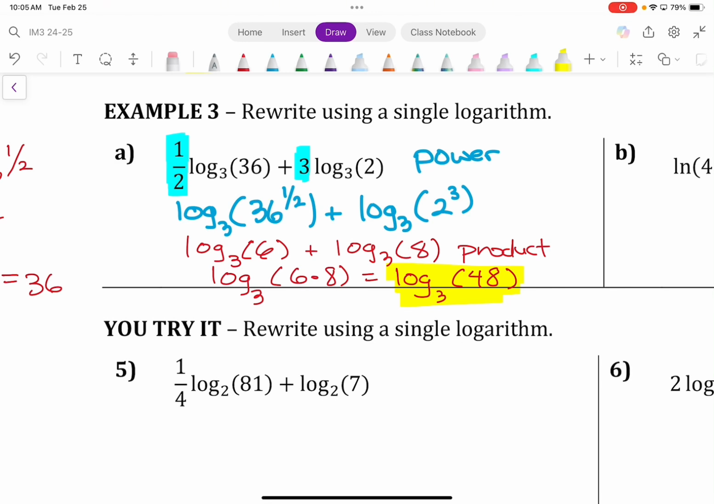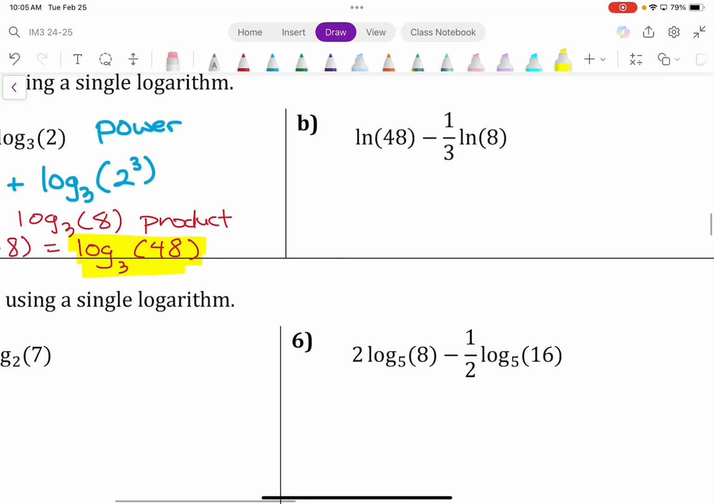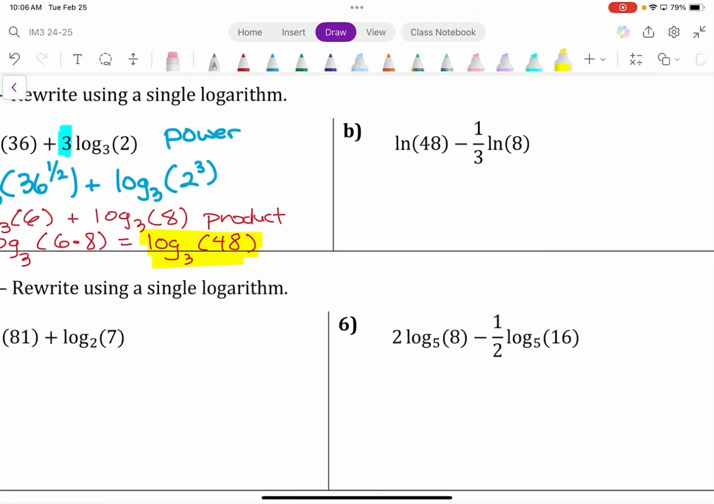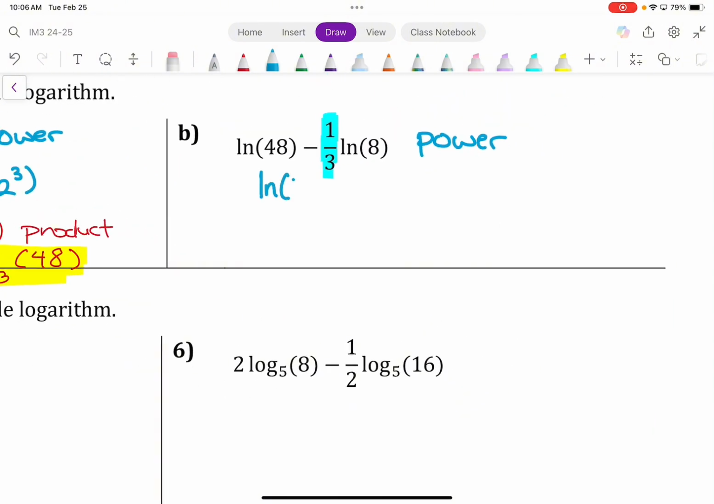Okay, let me do one more example and then we are going to be done for today. All right, ln 48 minus 1/3 ln of 8. So because we have a coefficient of 1/3, that is going to be the power rule. And so we're going to rewrite it as follows. ln of 48 minus ln of 8 to the 1/3.